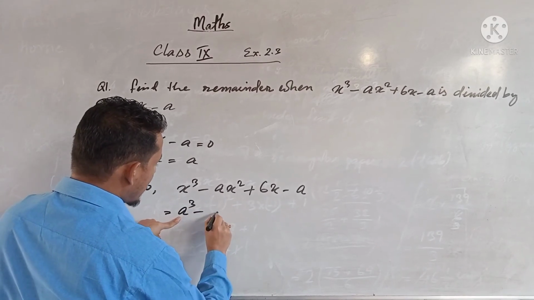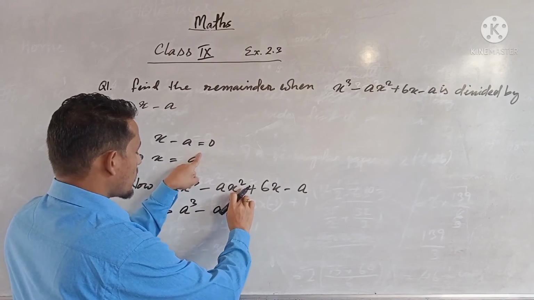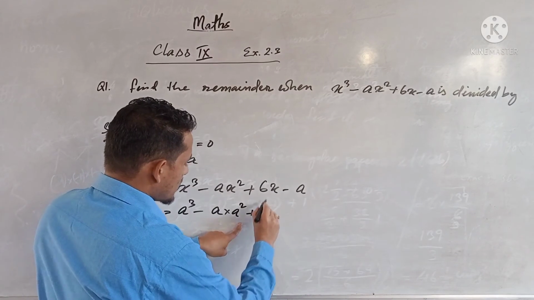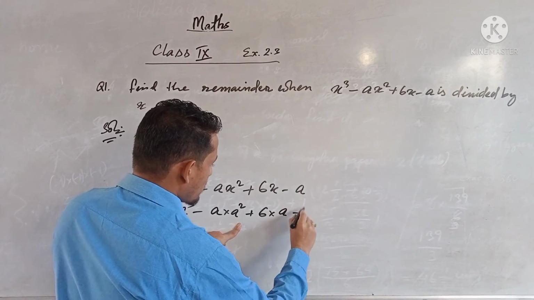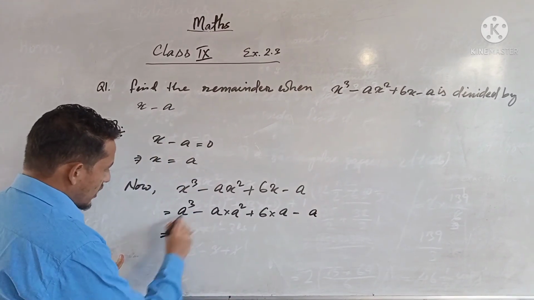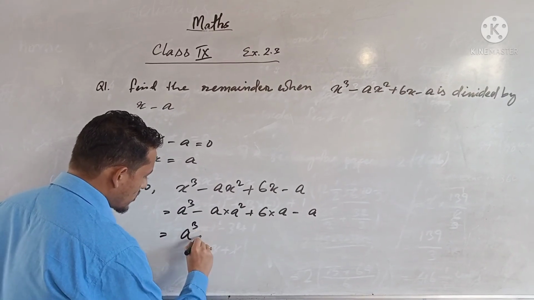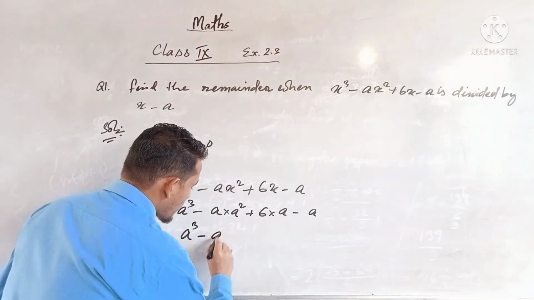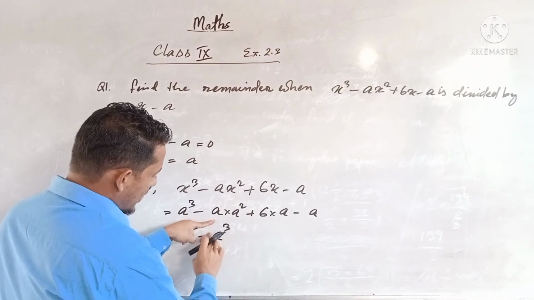Minus this a you write first, into what is the value of x square? So you bring this one, that is a square, plus 6 into what is the value of x? A, minus this a you bring it. So now x cube means a cube, so it will remain same, a cube minus a into a square. It will become a cube. Here 2, here 1, it will become 3, a cube.